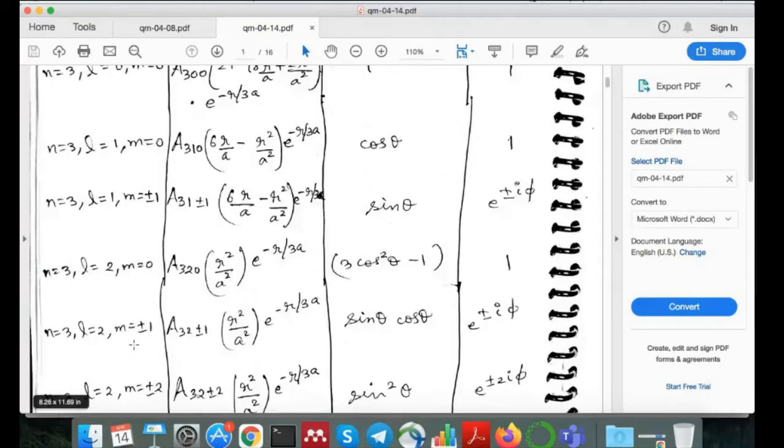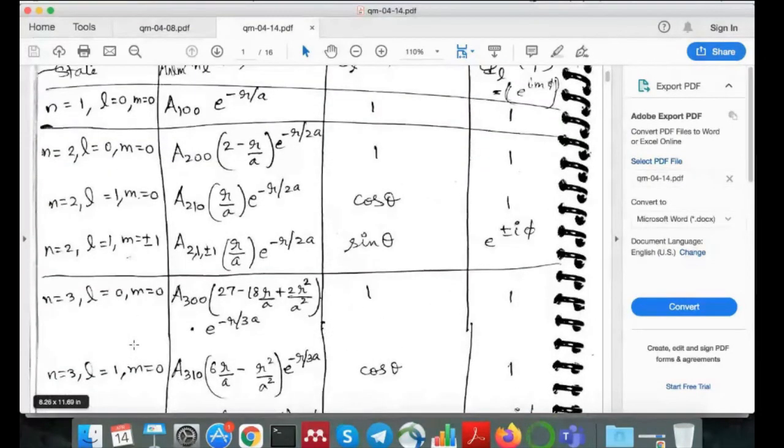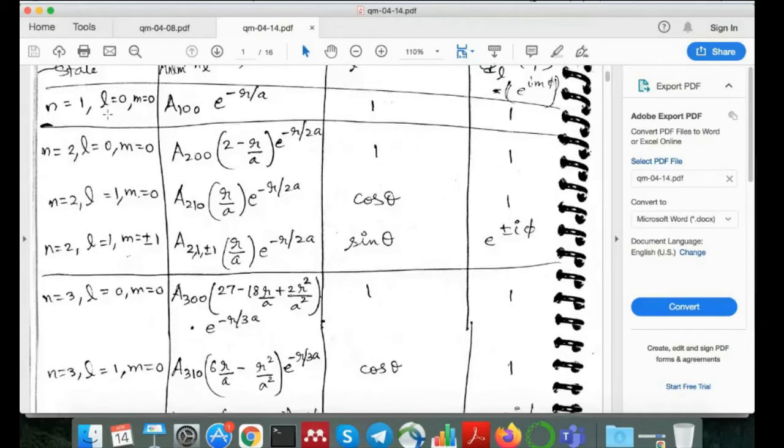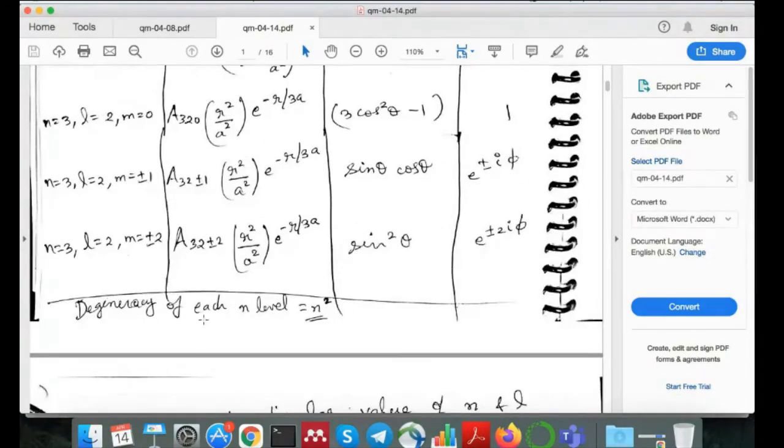So there is a pattern here which you might have noticed now. For n equal to 1, there is one degenerate state. For n equal to 2, there are 4. And for n equal to 3, there are 9. So basically the pattern is pretty clear. The number of degenerate states that you get is equal to n square. So now you know that the degeneracy of each n level is basically n square.